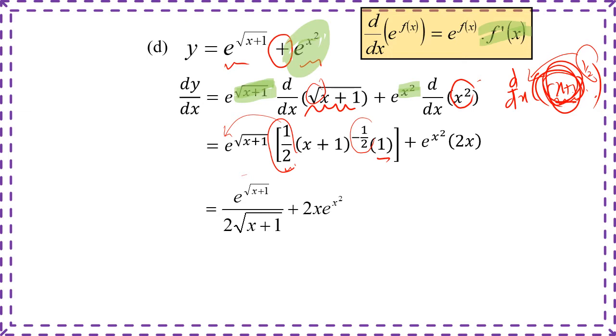And then this (x plus 1) to the power of negative 1 over 2 is equivalent to, we can bring it to the bottom one because a to the power of negative n is equivalent to 1 over a to the power of n. Okay, so that's why we can put it on the denominator part. And then we have multiplied by 1, just 1. And then for the second term, it will be 2 as the constant, the coefficient. So 2x of e to the power of x squared.